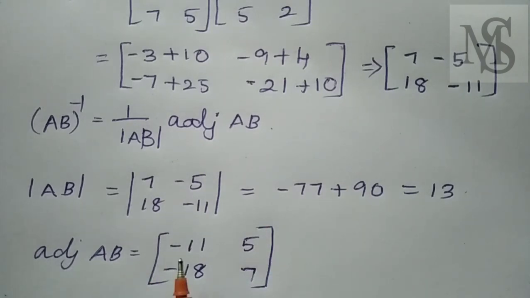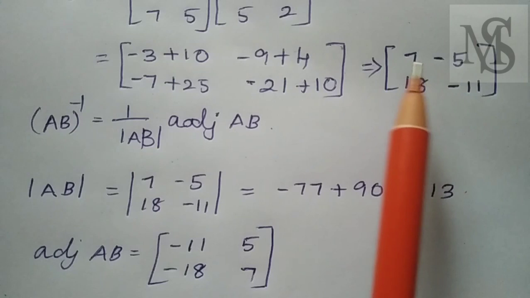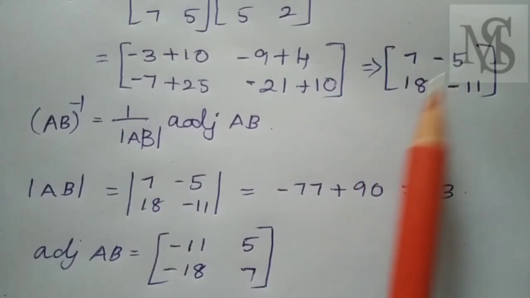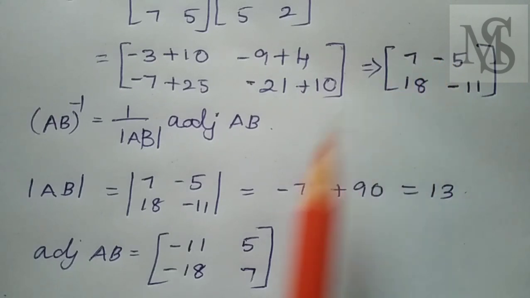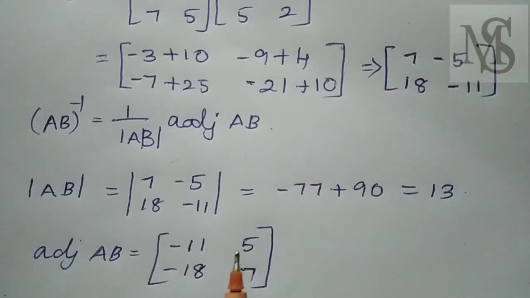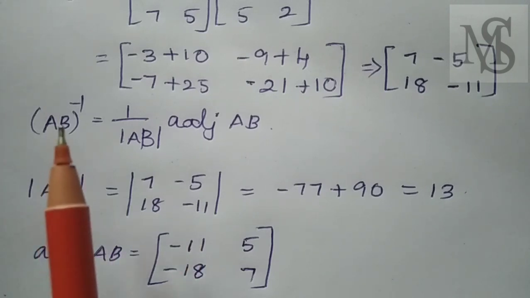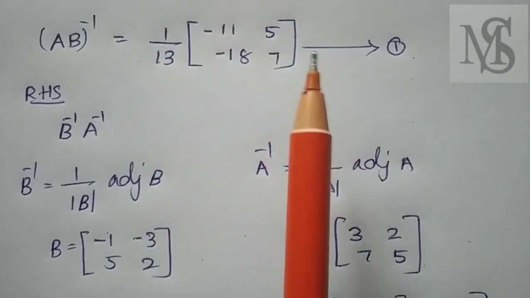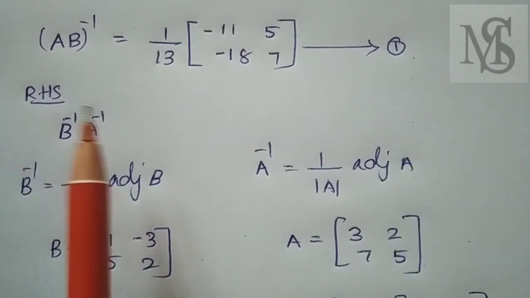Next, adjoint AB is equal to, we have to interchange the diagonal. 7 in the place of minus 11, 11 in the place of 7, and here we have to change the sign. 7 will be written here and minus 11 is here, minus 5 will become 5 and 18 will become minus 18. This is the value of adjoint AB. Now we have to substitute in this formula. By substituting we get an equation. This is equation 1.